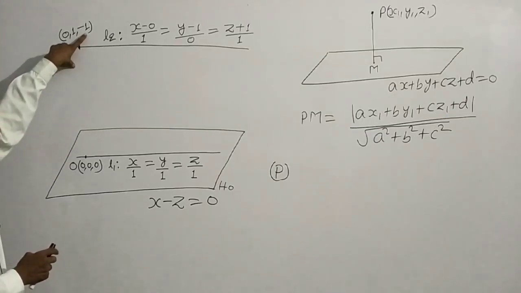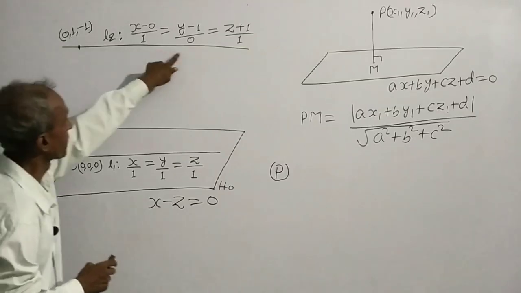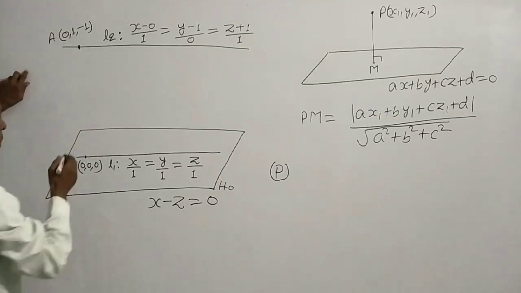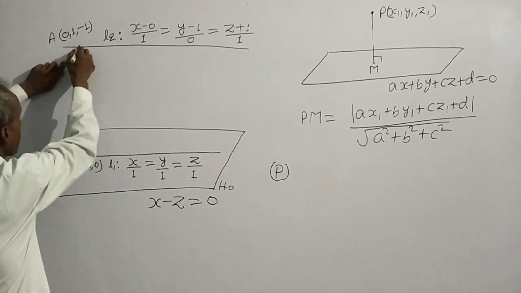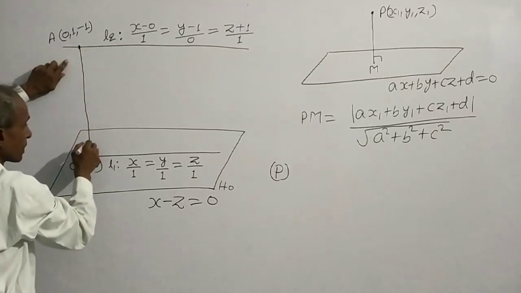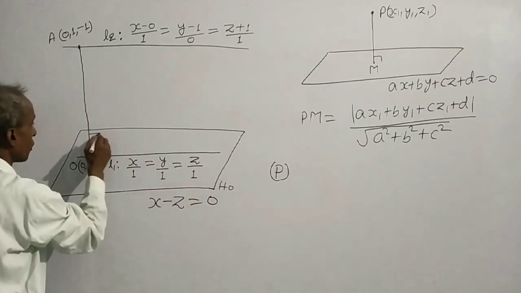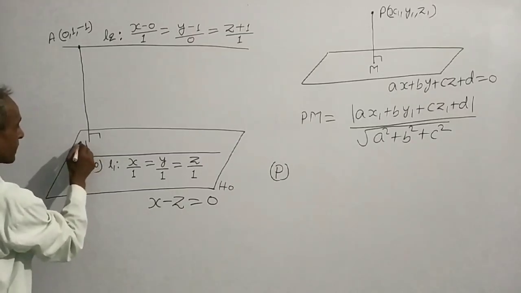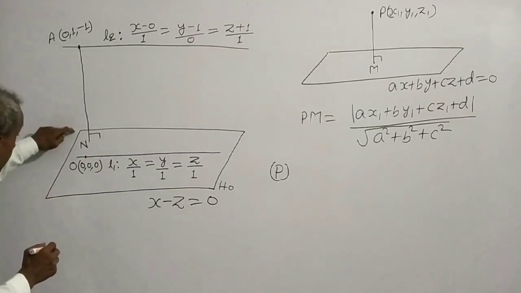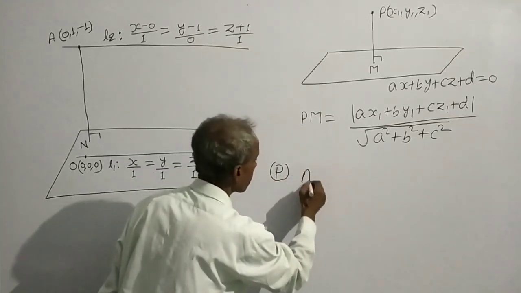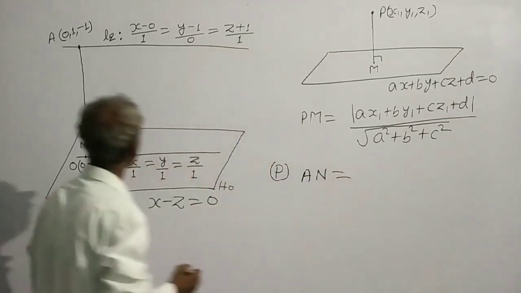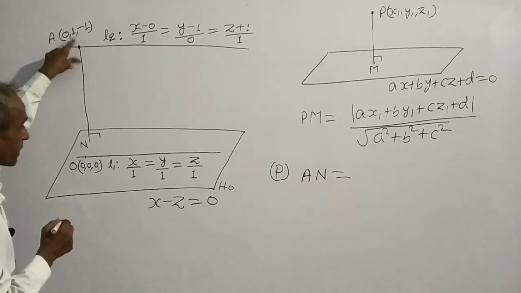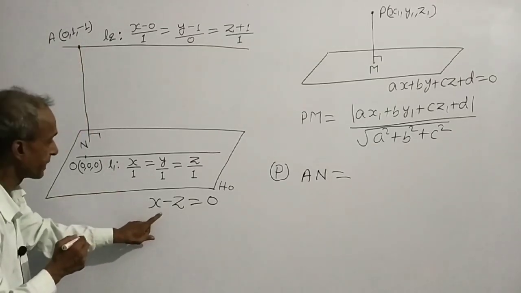0, 1, minus 1 is a point on this line L2. Suppose this is point A, and when we draw a perpendicular from this point onto this plane H0, suppose this meets H0 at point N, then AN will be equal to, put coordinates of this point in place of x, y, z.